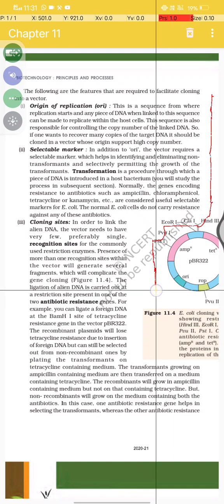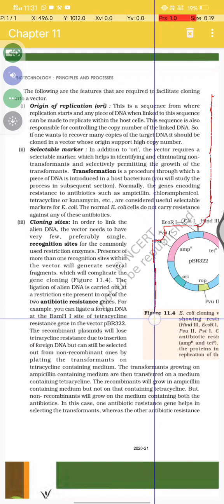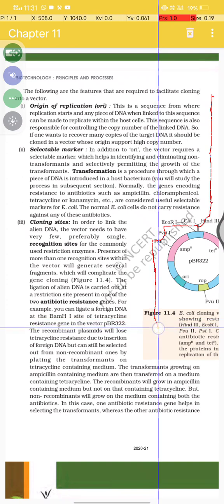The ligation of alien DNA is carried out at a restriction site present in one of the two antibiotic resistance genes. For example, you can ligate a foreign DNA at a BamHI site of the tetracycline resistance gene in the vector pBR322.